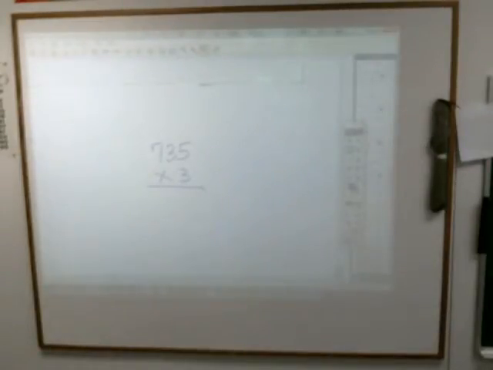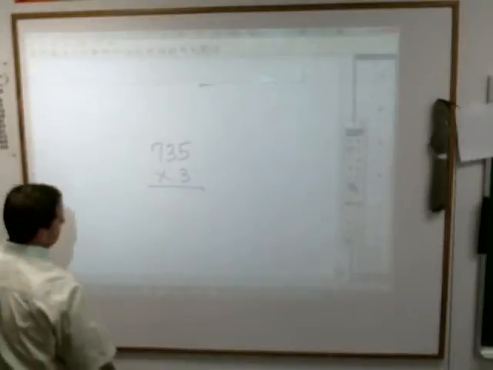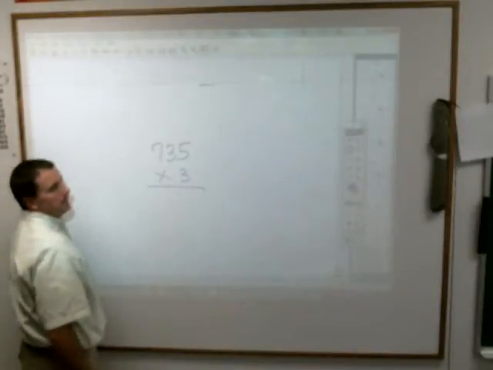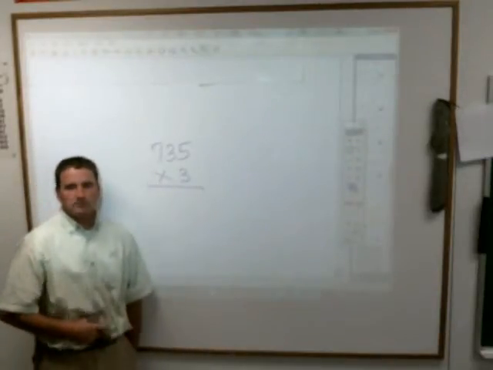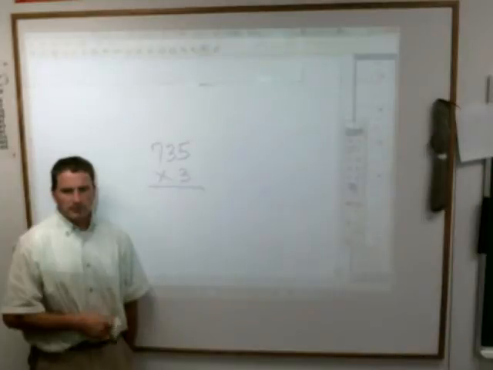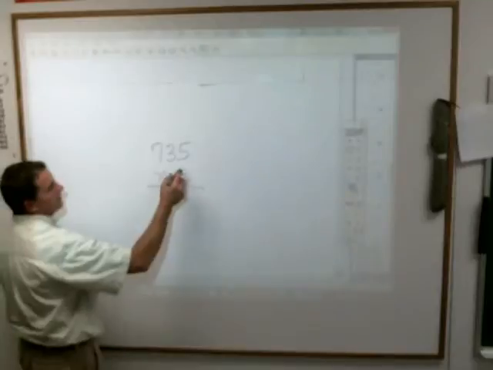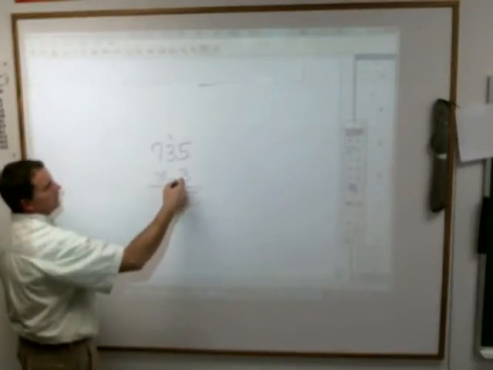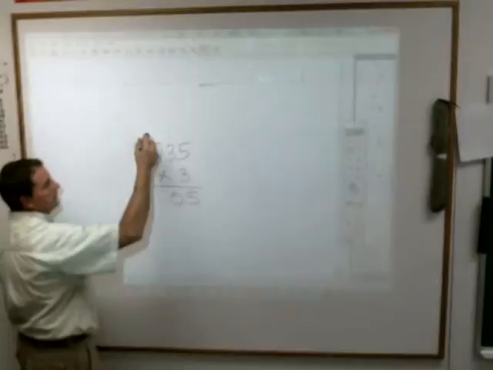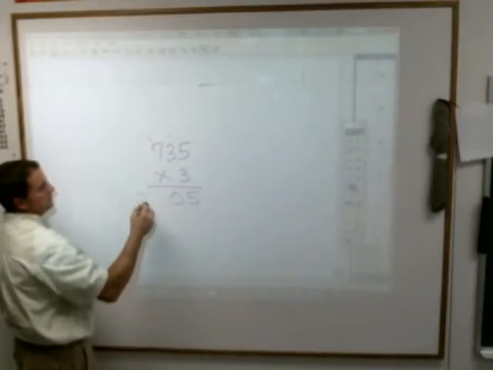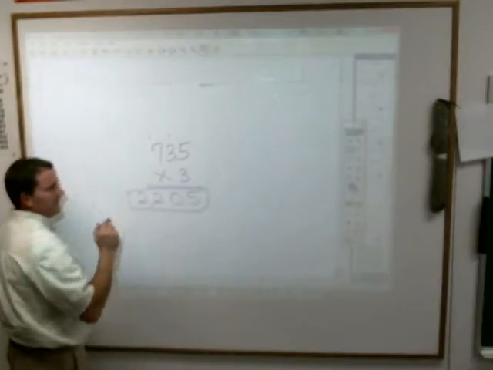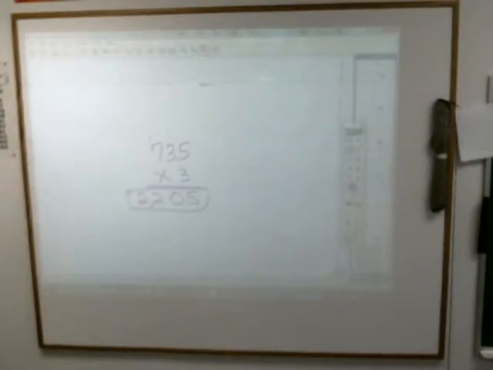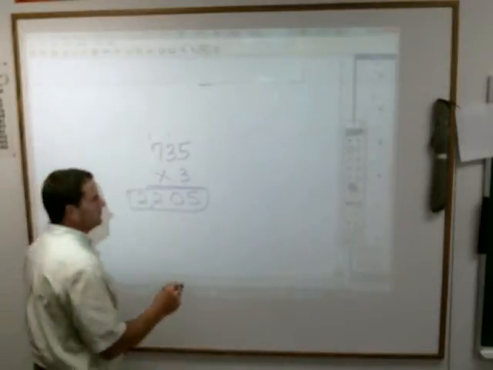Lainey, what'd you come up with? 2,175? No. Oh, Lainey, they're disagreeing with you. Let's try again. Gracie? 2,205? Let's check. 3 times 5 is 15. We carry the 1. 3 times 3 is 9 plus 1 is 10. 3 times 7 is 21 plus 1 is 22. Is that what we got? Did you get that, Gracie? Yeah? Okay. Understand that.